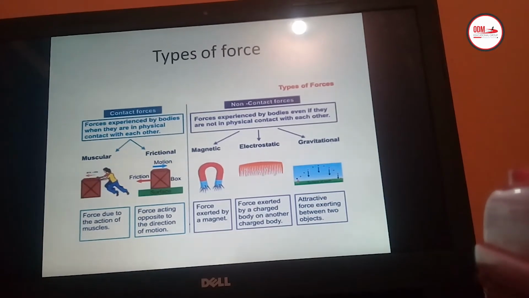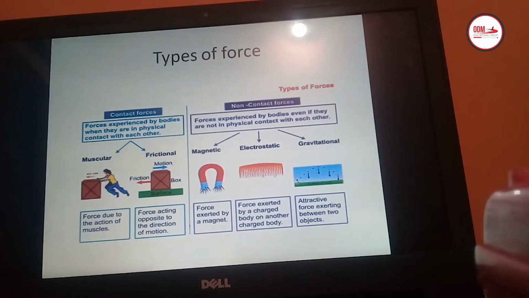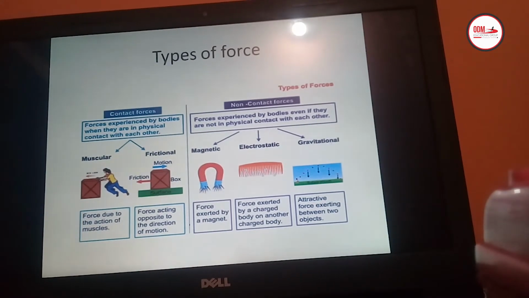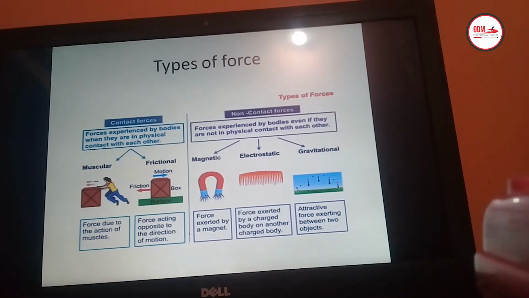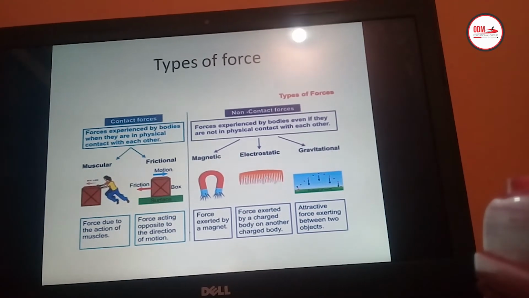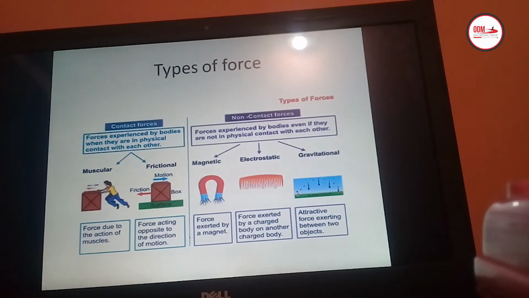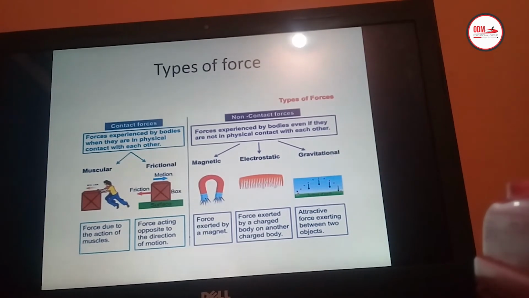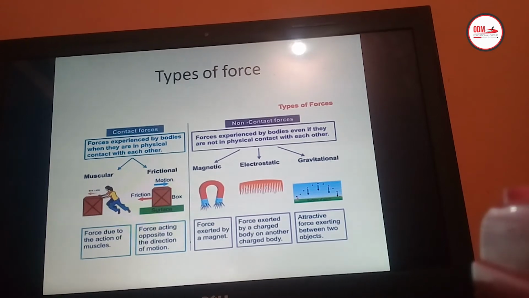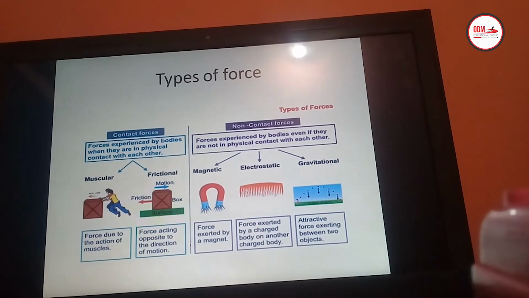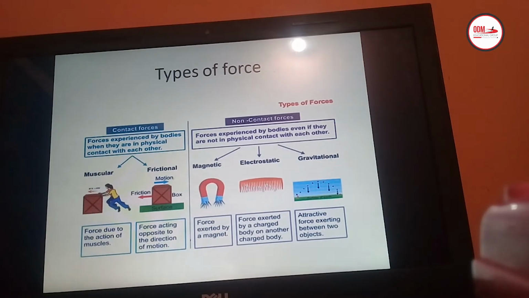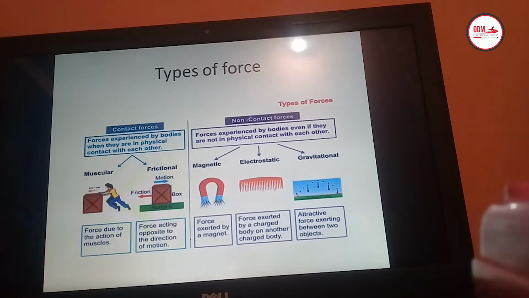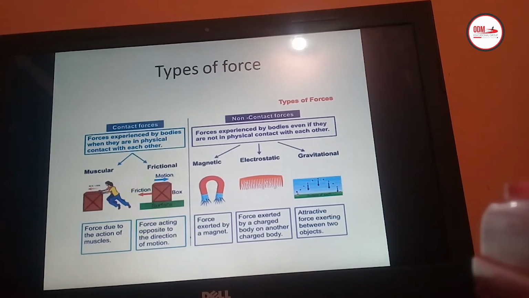So contact forces, children, are the forces experienced by bodies when they are in physical contact with each other. In the figure you can see in the first one, 2 boys are pushing the box, and the second case is an example of frictional force. So the first one is muscular force and the second one is frictional force. Children, muscular force is the force due to the action of muscles, and frictional force is the force acting opposite to the direction of motion.